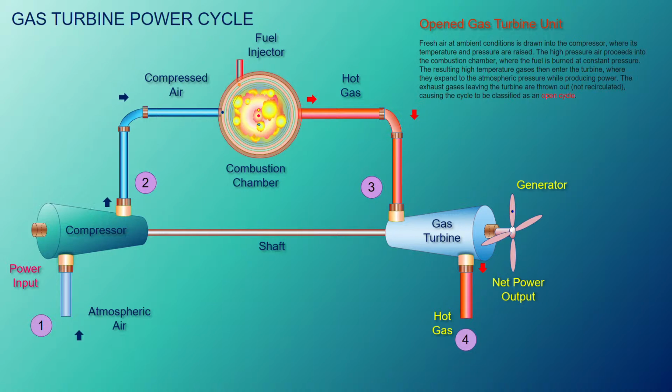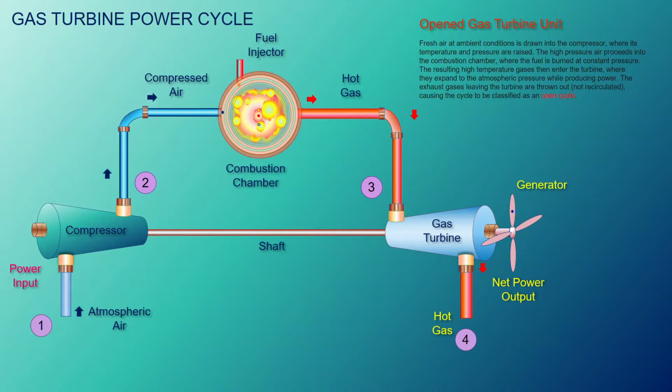Theoretically they discharge it to the atmosphere, but this is no good because it will create air pollution or global warming effect. So this is a gas turbine power cycle open unit, and it follows a constant pressure cycle. That means it is similar to what we have studied in your constant pressure cycle.